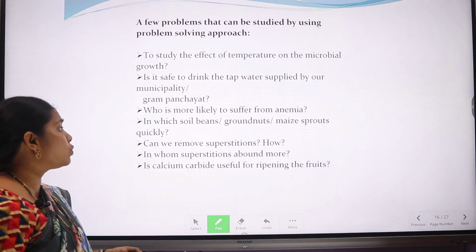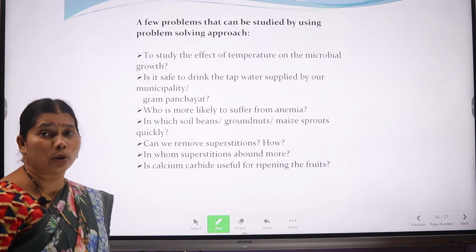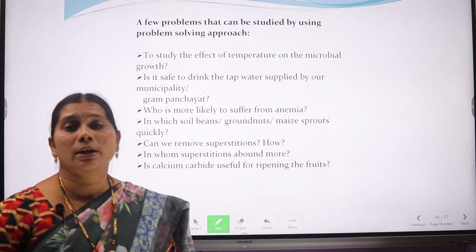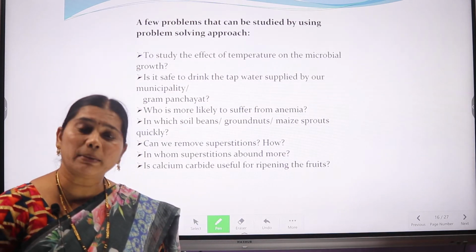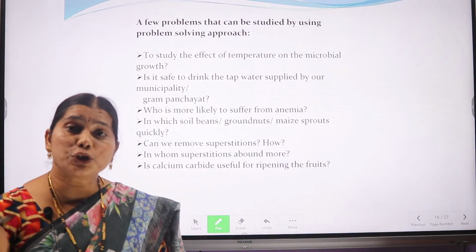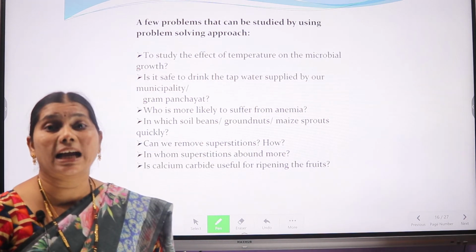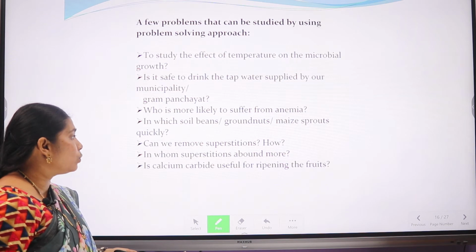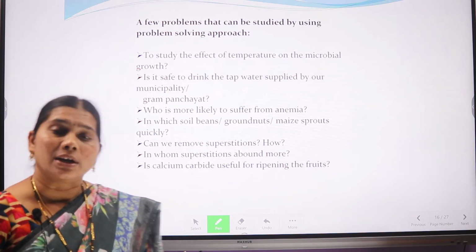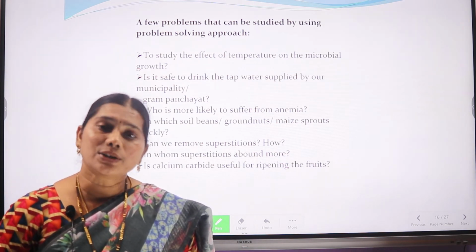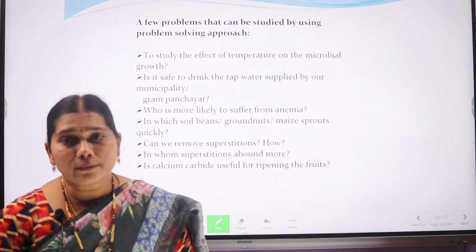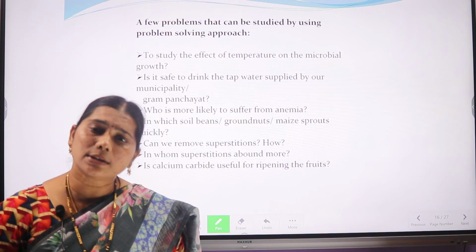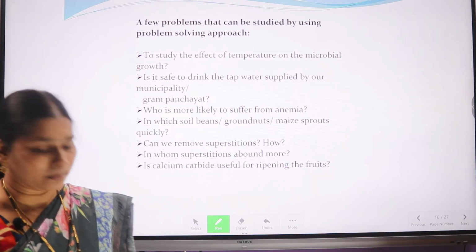And in whom do superstitions abound more? In which people, whether in urban area people or rural, remote people, in which locality do people have more superstitions? Okay, is calcium carbide useful for ripening the fruits? Is it really useful? If it is really useful, what are its harmful effects? How does it have its effect on our human body? This also could be studied.